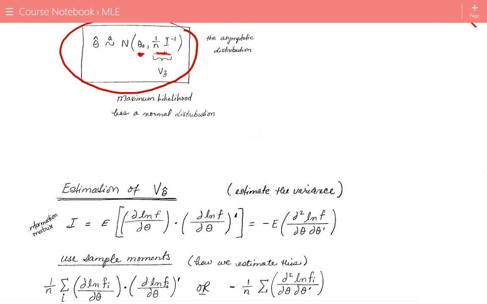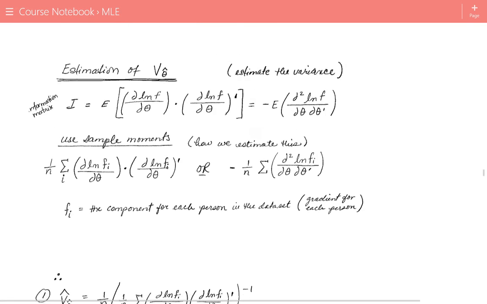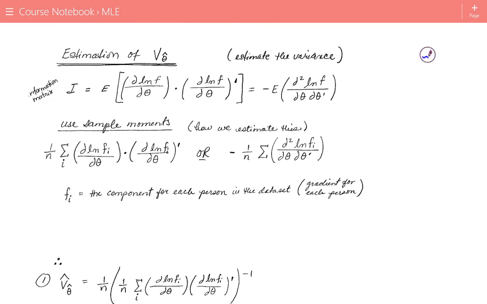Obviously, estimating the parameter itself, well, that's maximum likelihood estimation. So that's the whole point of this lecture. But the question remains, how do I estimate the variance? If you remember, the information matrix is the expected value of the outer product of first derivatives of the log likelihood, or it is the negative of the expected value of the second derivatives of the log likelihood. So we'll use the sample moments for this, right?